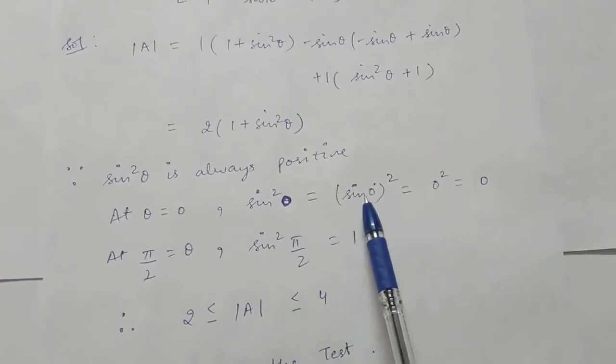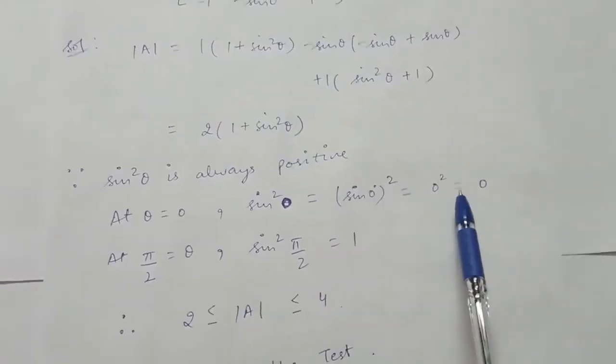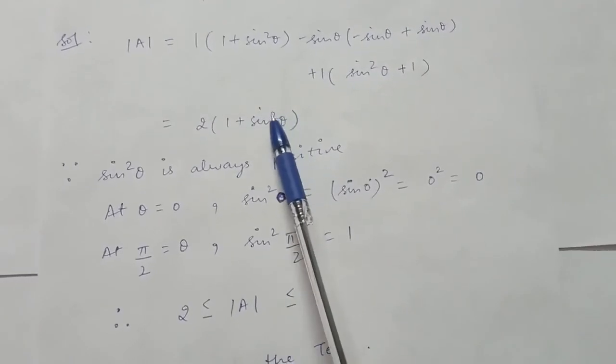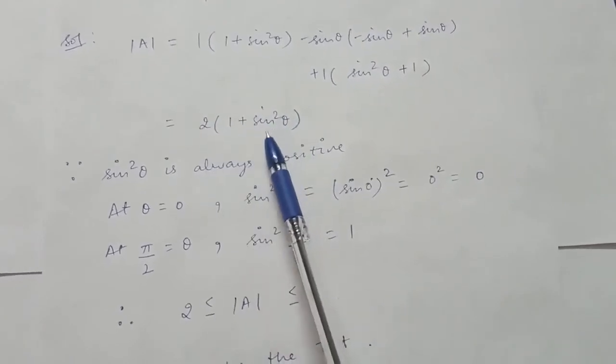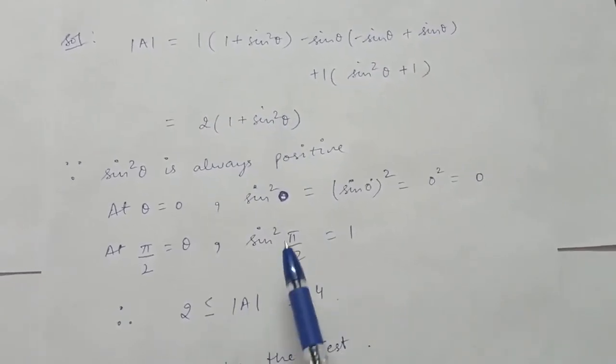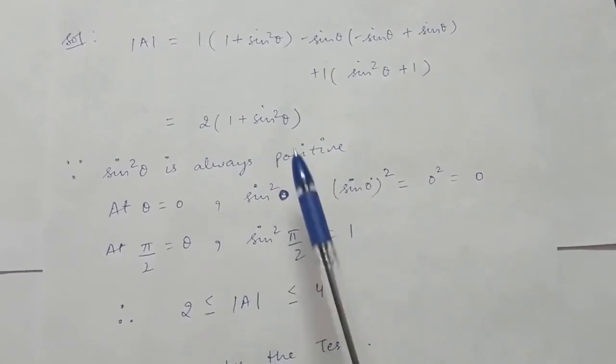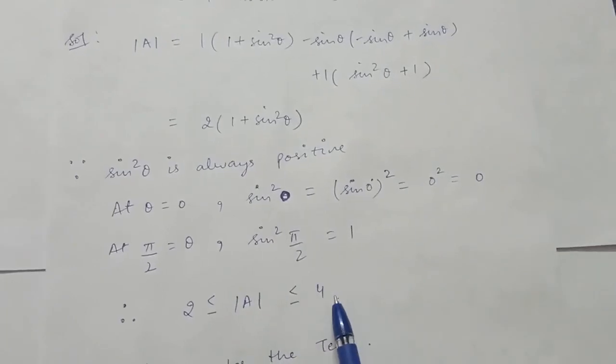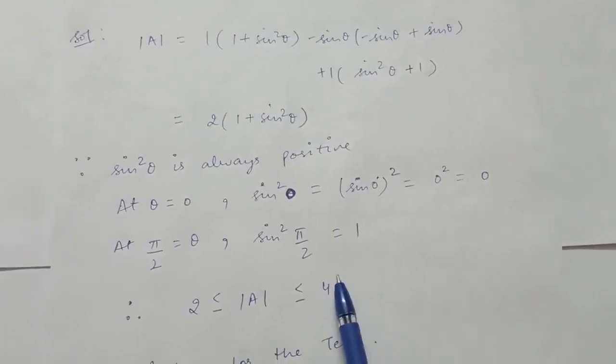So because the least value of sine square theta is 0, the least value of the determinant of A will be, in place of this put 0, so 2 into 1 plus 0 will be 2. And the highest value of sine square theta is 1. So the highest value for the determinant of A will be 2 into 1 plus 1, that is 2 into 2, which is 4, right?